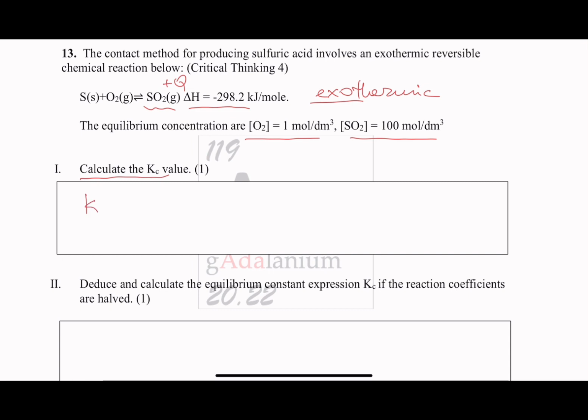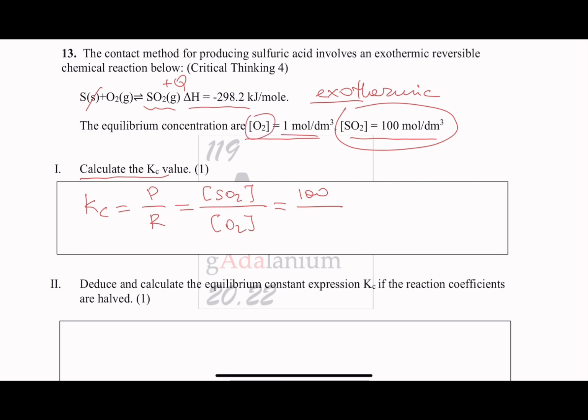So let's write down the Kc expression, which is products over reactants. And then as a product, I have SO2 to the power of 1, and then O2 to the power of 1. And I'm not going to include sulfur because it is solid. And then I see that I have an SO2 value of 100, and then an O2 value of 1. So that's why my Kc will equal 1.